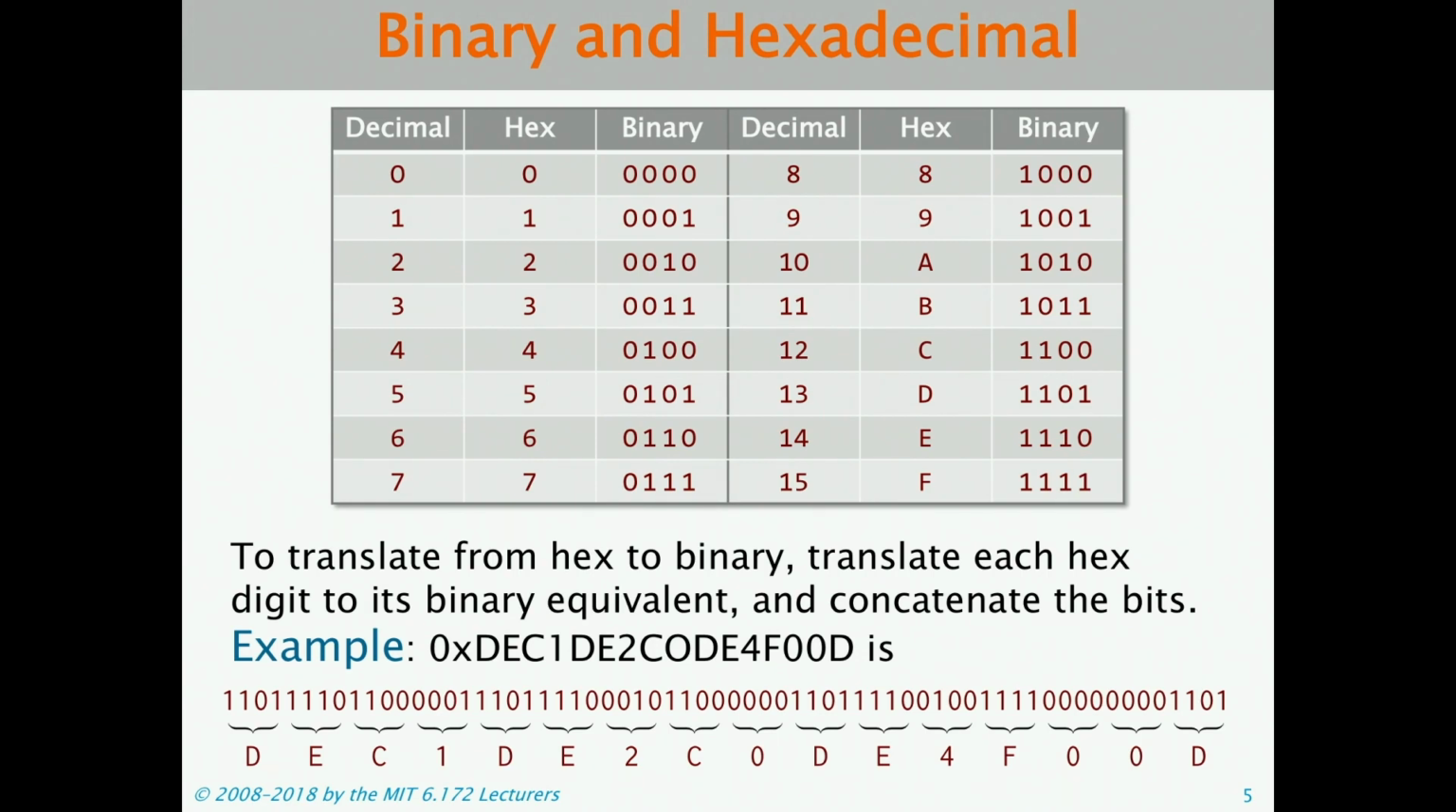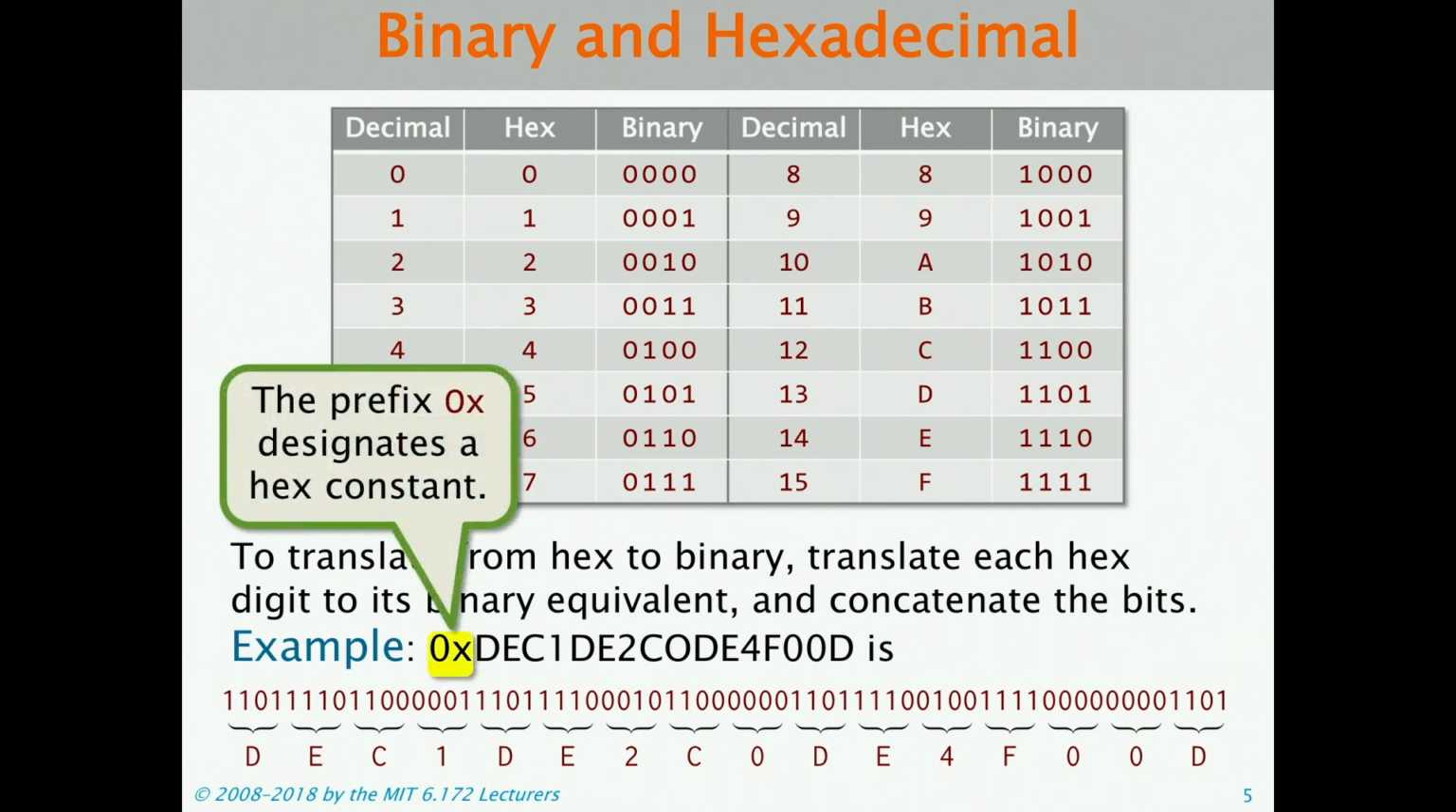You can also go the other way around, converting binary to hex. You do the same thing, just look it up in this table. And the prefix 0x here designates a hex constant, just like 0b designates a binary constant. So if you're using these constants in your code and you're writing them in hex, then you should use the 0x prefix.